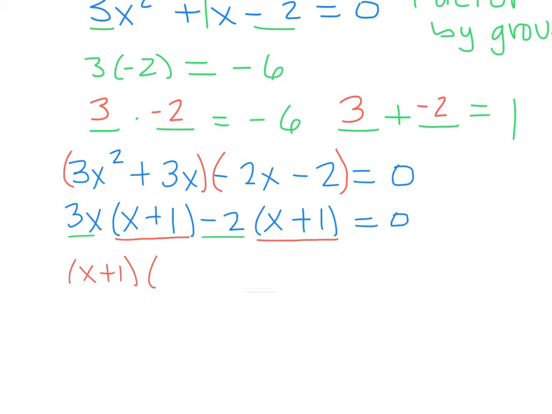So our other factor is 3x minus 2. All right, and that's equal to 0. Okay, so we have factored.